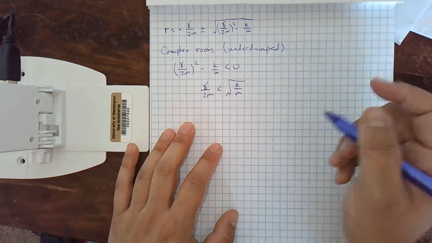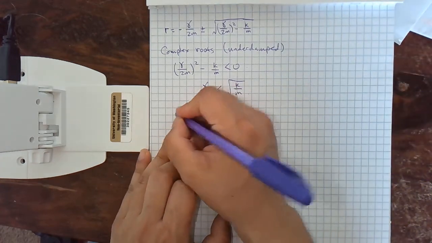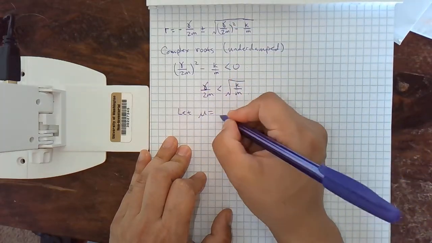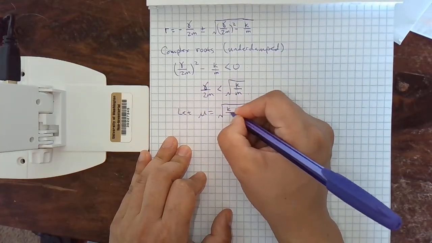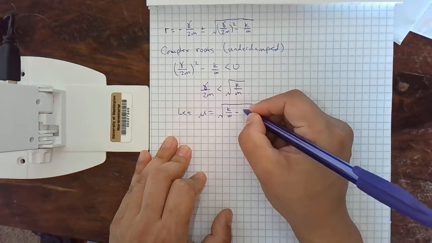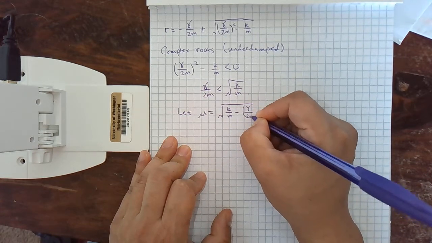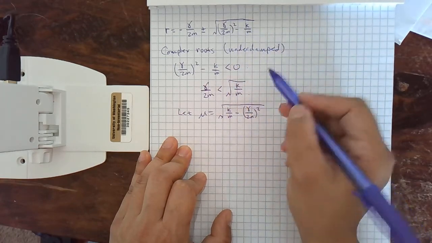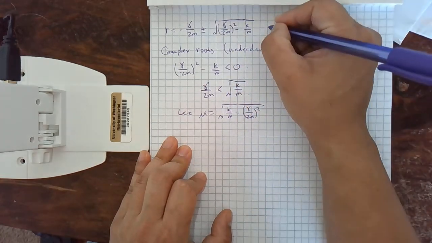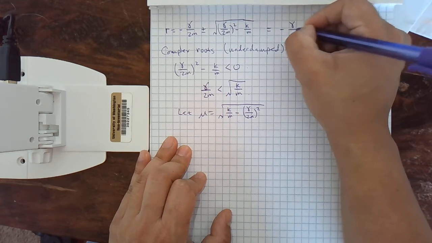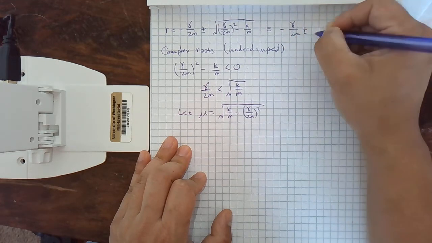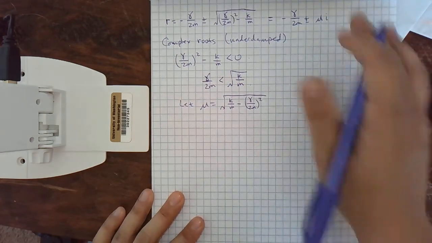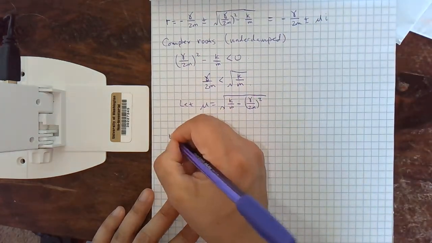Okay, and we're going to make things a little bit nicer. I just don't want to write out all that stuff, so I'm going to let mu be the root of k over m minus gamma over 2m squared. This is the negative of this, right? We take out a negative sign, we get that. So that just means r is negative gamma over 2m plus or minus mu times i. Okay, that just means I have a little bit less writing when I write my solutions.